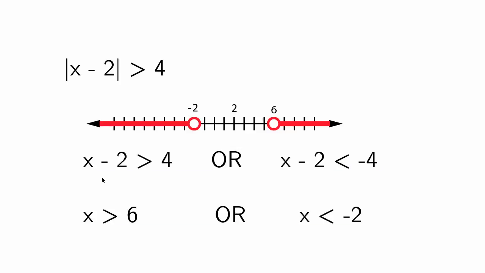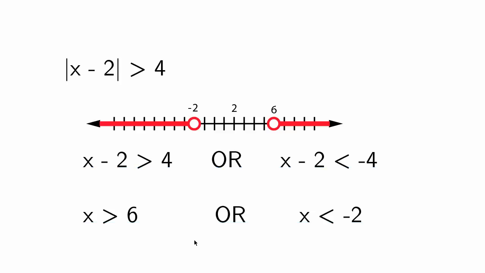The first one looks exactly like the original, but it doesn't have the absolute values. The second one, I drop the absolute values, switch the direction of the inequality, and make the right-hand side the opposite sign, which is -4. Then I solve both. Add 2 to both sides, and I get x is greater than 6. Add 2 to both sides, and I get x is less than -2.